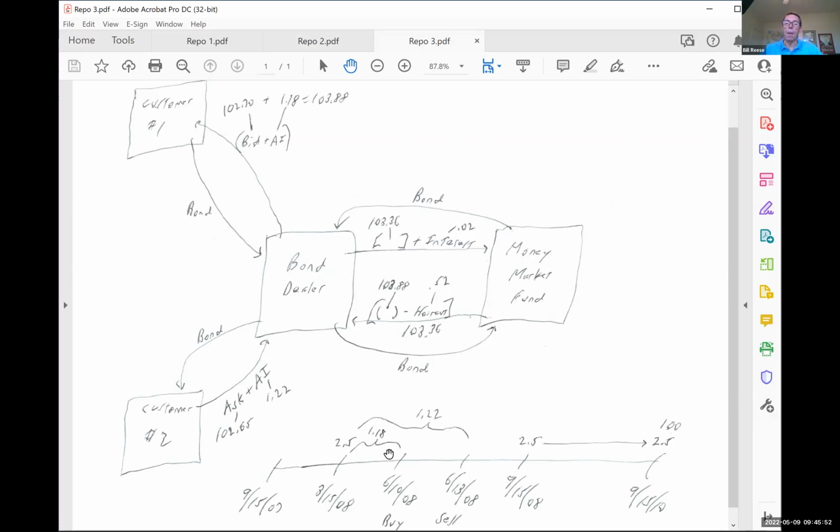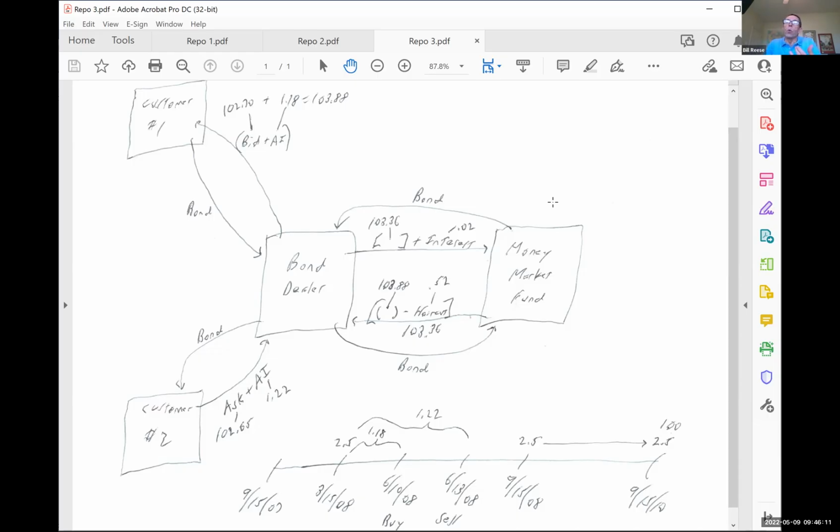3 days later, the bond dealer is going to be selling the bond to customer number two. So during those 3 days, the bond dealer is financing his position through a repurchase agreement with the money market fund. Now, this is going to be what we call a 3-day repo.